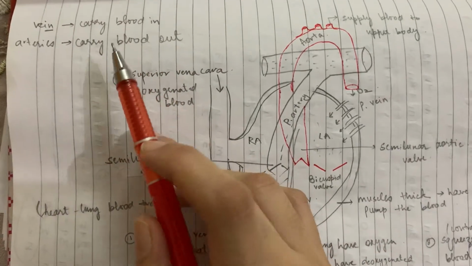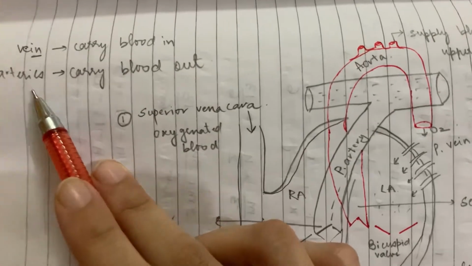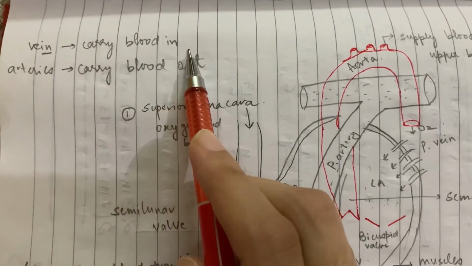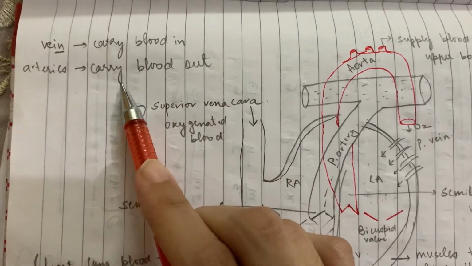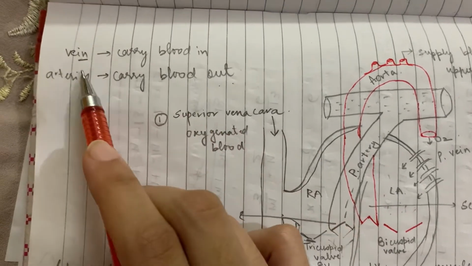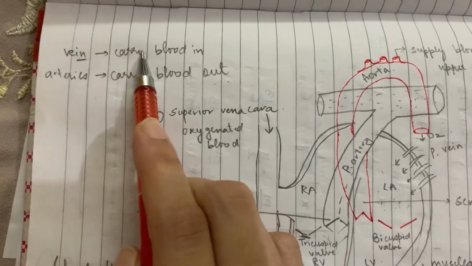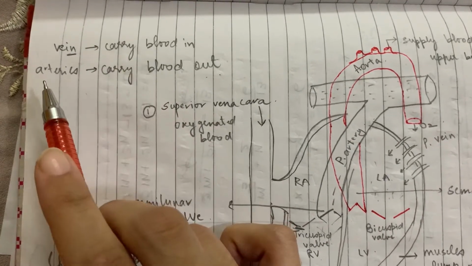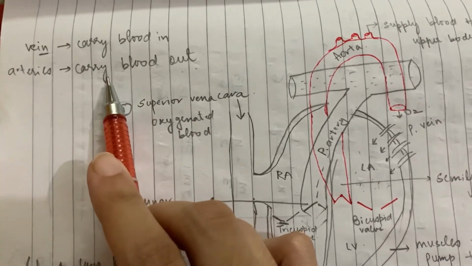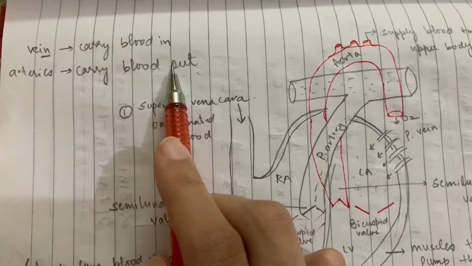So let's start with the very first thing, that is what is vein and arteries. Veins carry blood inside and arteries carry the blood outside. Now how to remember this? Vein, that means in. That means it is carrying blood inside. And the opposite is arteries, that is it is carrying blood outside. Keep this thing clear in your mind.